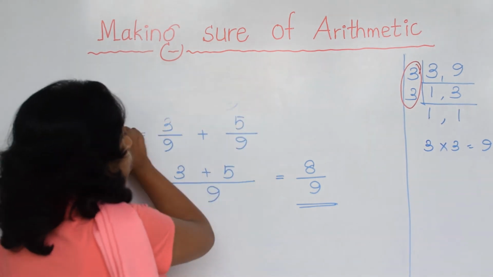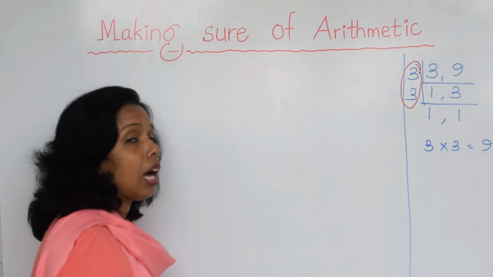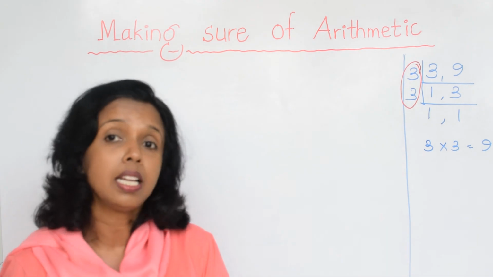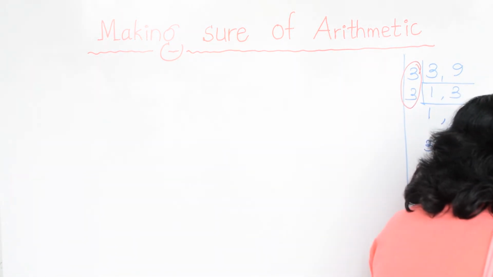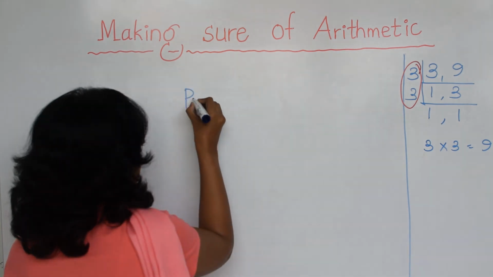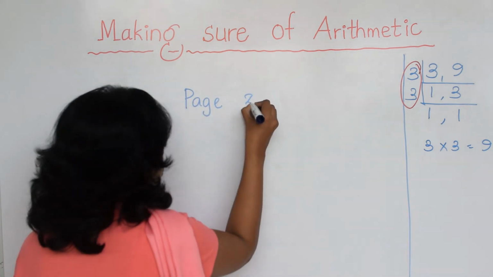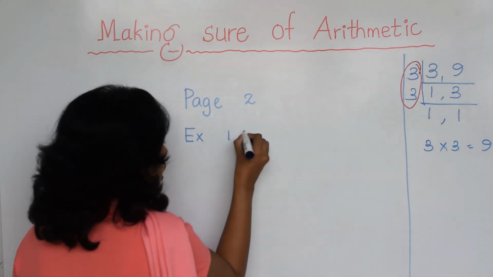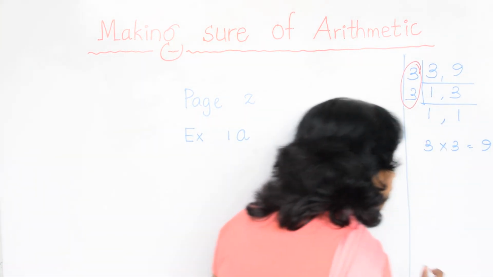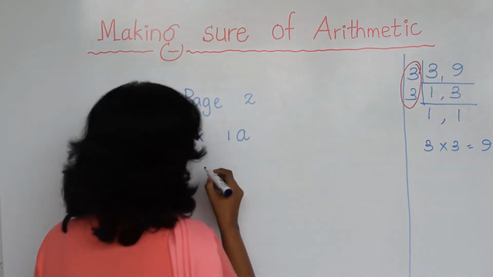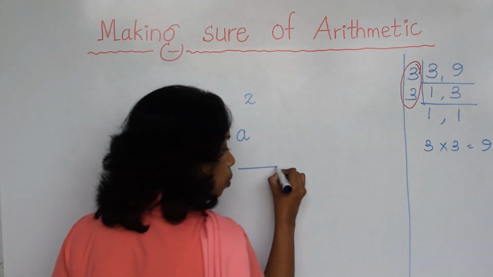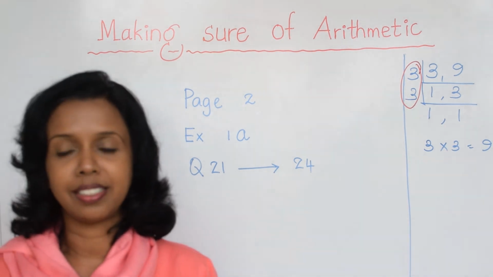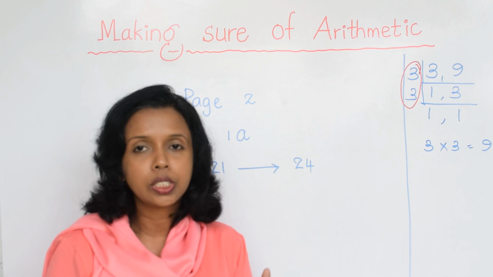I'll give you a homework. In the next video, I'm discussing all the homework questions before I start the next video lesson, right? So what you want to do, take your textbook, right? Page 2, right? Exercise 1A. Exercise 1A, you want to do question 21 to 24. Question 21 to 24 you want to do, children, right? So that's your homework. Watch the lesson again and again.